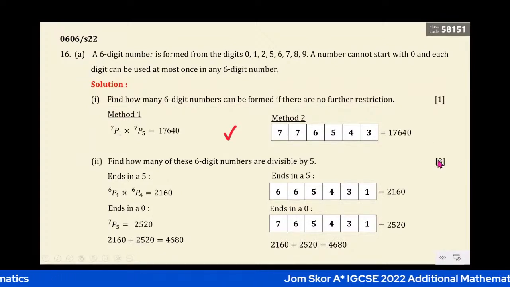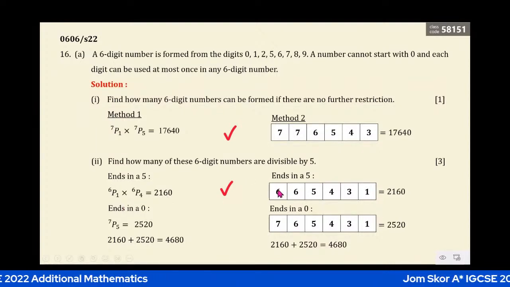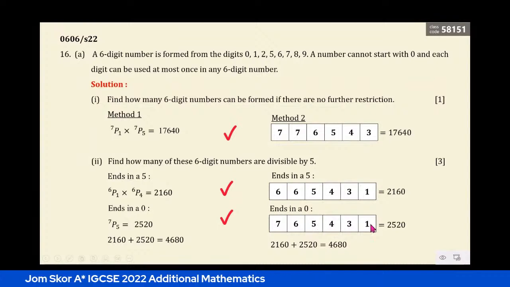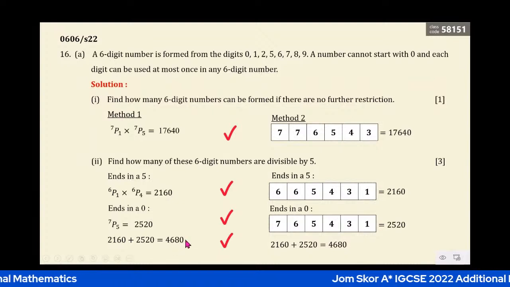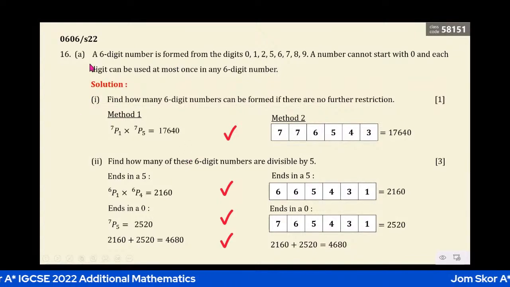Okay, 3 marks will be given for this. Okay, cari yang ini dapat 2160 ni. Okay, this one ataupun this one, you will get 1 mark. Okay, another mark for second one, either 7P5 or 7 times 6 times 5 until 1 here. Okay, then the third mark, of course, the answer for 4680. Okay, all right. So that is for permutation number 16A.